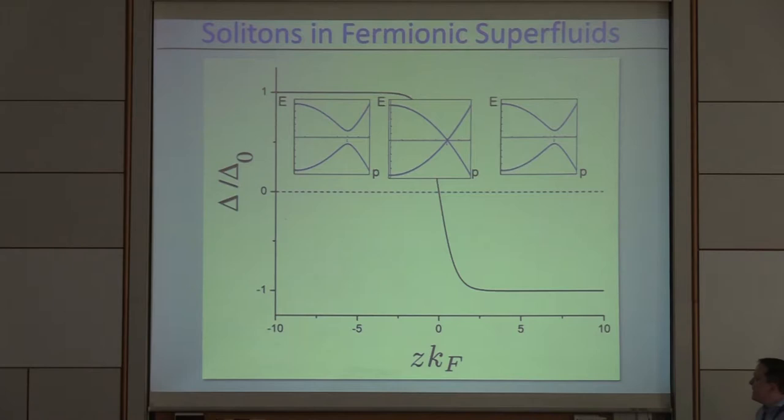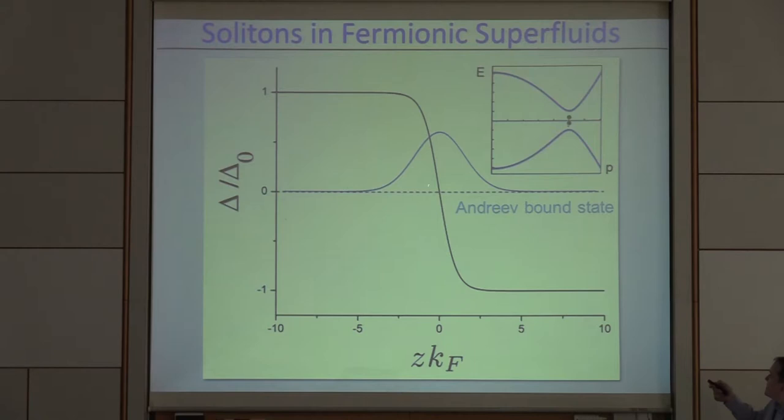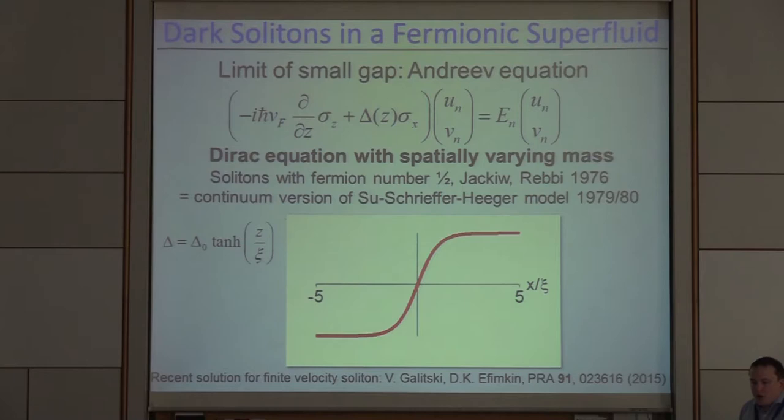When I see this, and I have learned quite a bit about topological stuff, I realize that when I do such a gap closing with the opposite sign of some real order parameter, I have to have a bound state. And in this case, it's called the Andreev bound state. There's also a bound state that exists inside the soliton. So that makes it interesting.